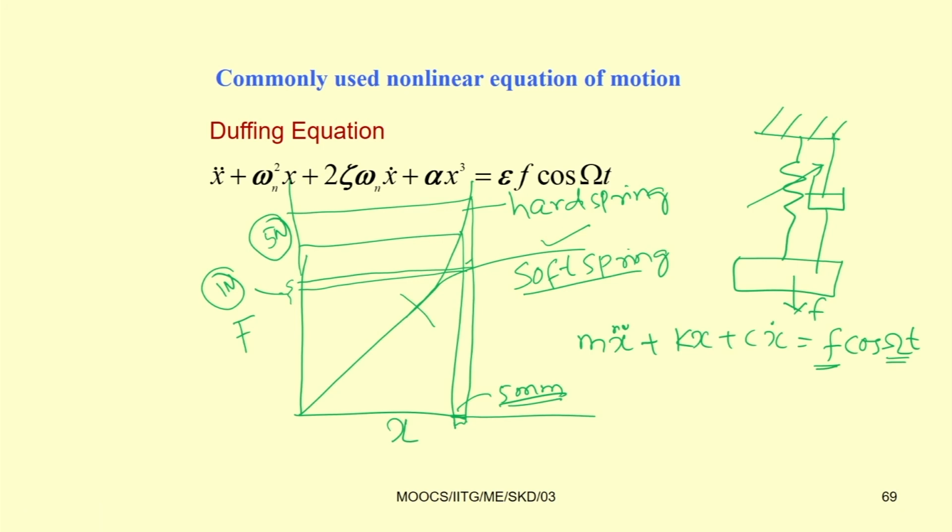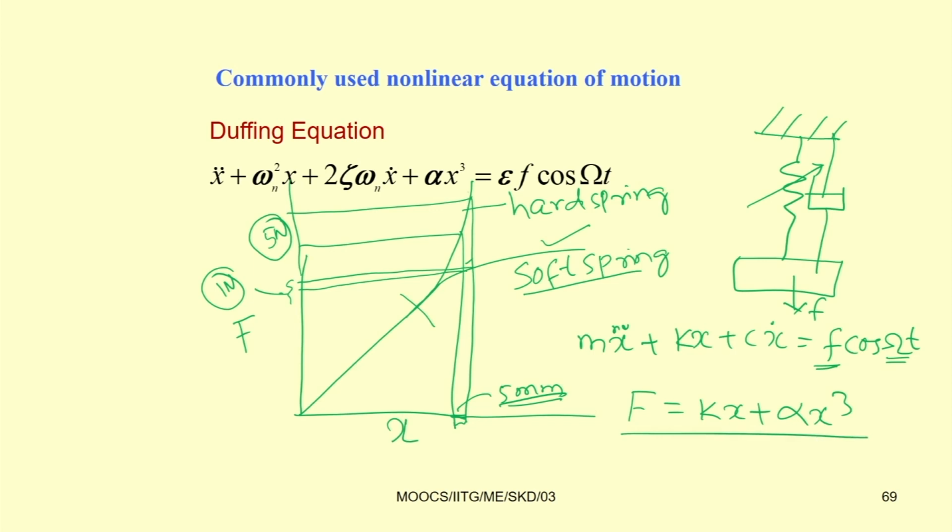So, if it is a soft spring, then you can have a force displacement response like this, and if you have a hard spring, the force displacement response will be like this. So, now let us consider a hard spring. In that case the spring force can be retained as kx plus alpha x cube, and the damping will be there.